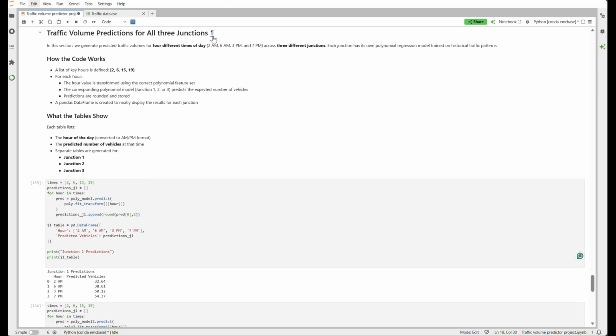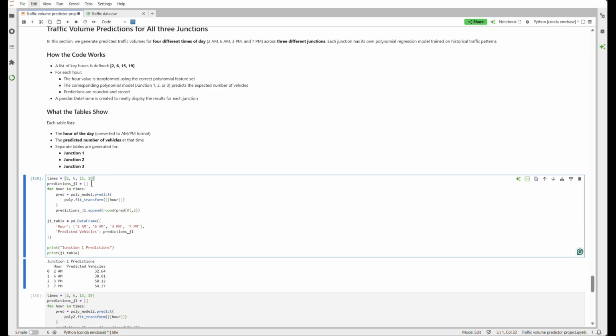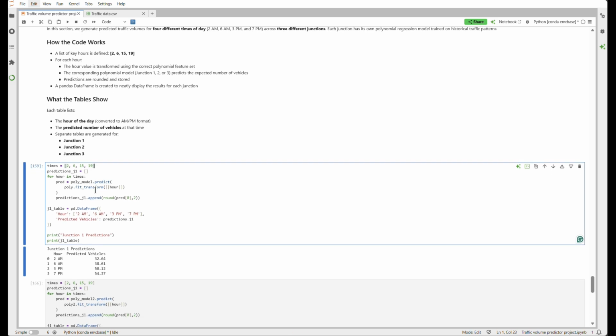The next part of the project required using the model for each zone to determine projected traffic volume at specific times of the day: 2 a.m., 6 a.m., 3 p.m., and 7 p.m. To do this, I converted each time into 24-hour format. So 2 a.m. became hour 2, 6 a.m. became hour 6, 3 p.m. became hour 15, and 7 p.m. became hour 19. And for each junction, I used the trained polynomial regression model to predict traffic volume at those 4 times. I repeated this process separately for junction 1, junction 2, and junction 3.